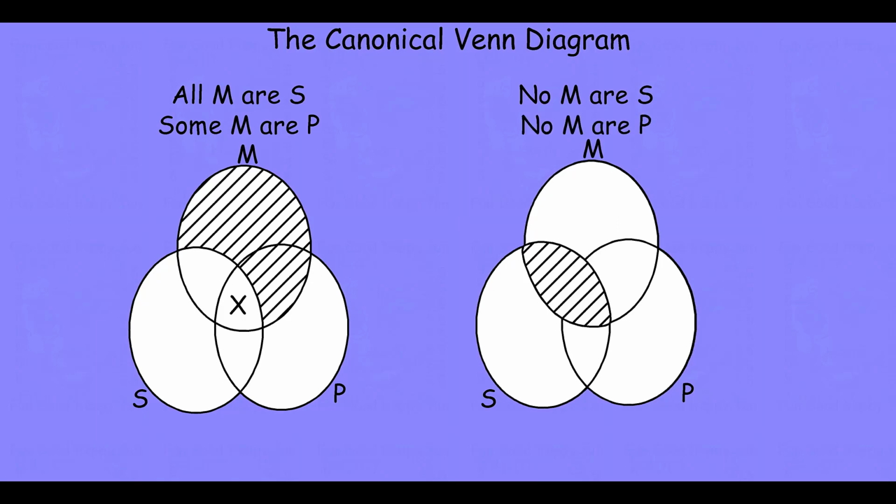Suppose I have a second premise, and that premise says no M are P. So I'll be a good Boolean and say I don't know if there are any M's and I don't know if there are any P's. But what I do know is that there can't be anything that is in both the M circle and the P circle, and therefore that area would have to be empty. So I'll have to shade it off like I've done there.